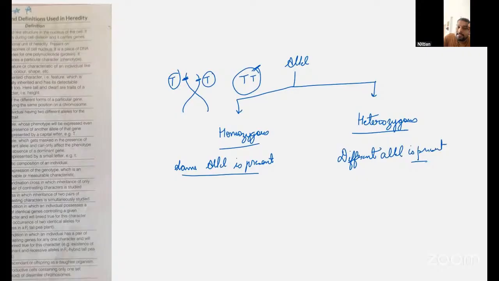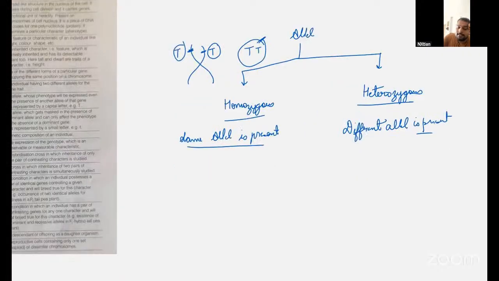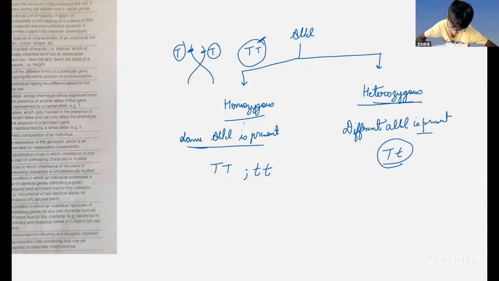Now, if I take an example of homozygous, it is capital T, capital T, or we can say small t, small t. And for different alleles we can say capital T, small t. So if different alleles, capital T and small t, are on the chromosome, it is called heterozygous. And if they are the same, it is called homozygous. Did you get my point? Yes, sir.